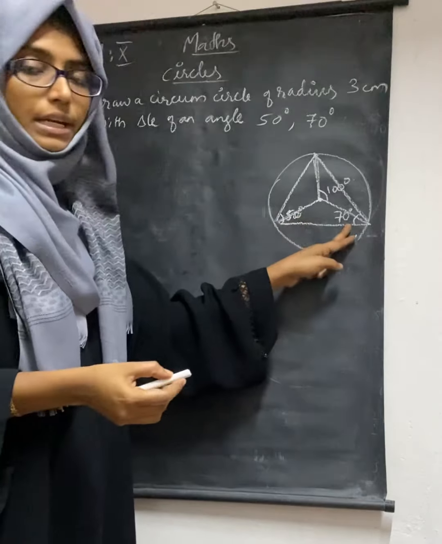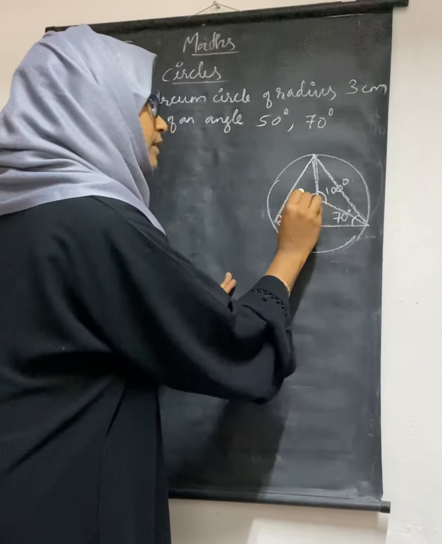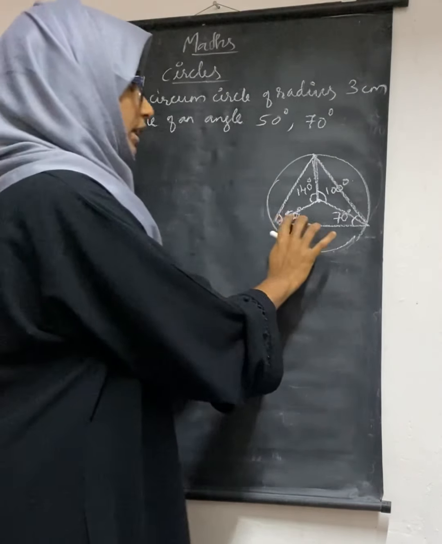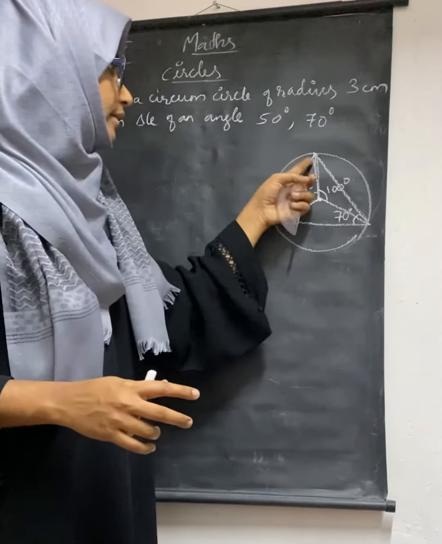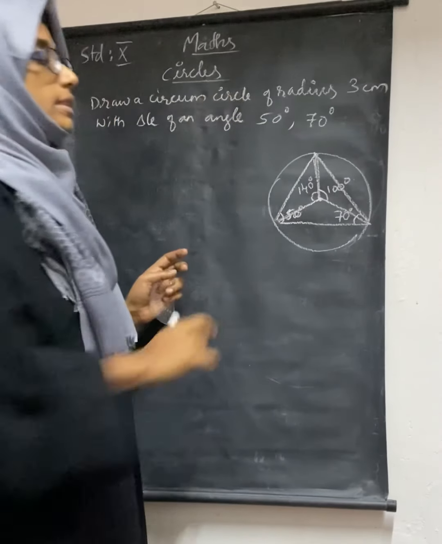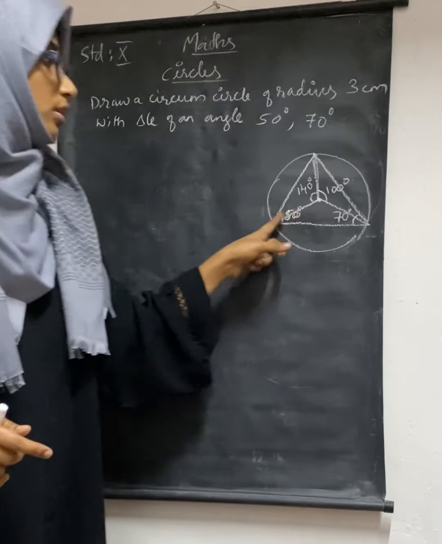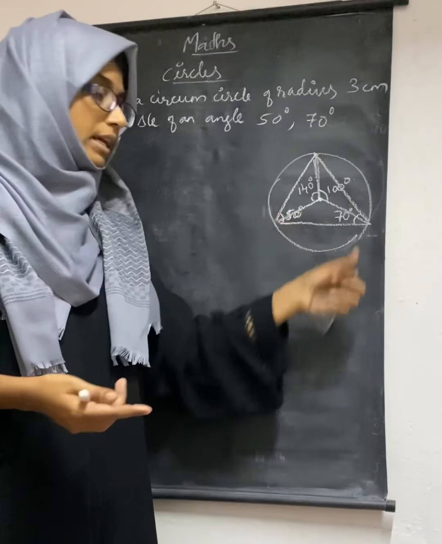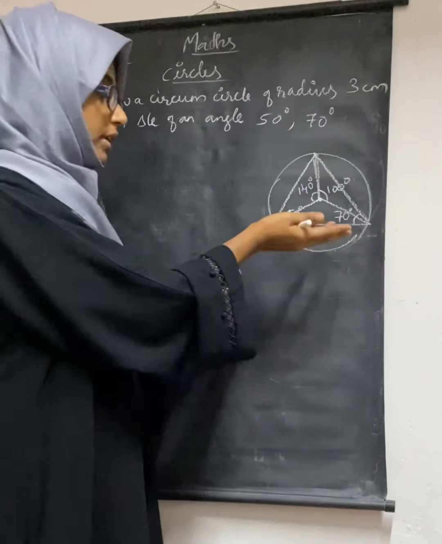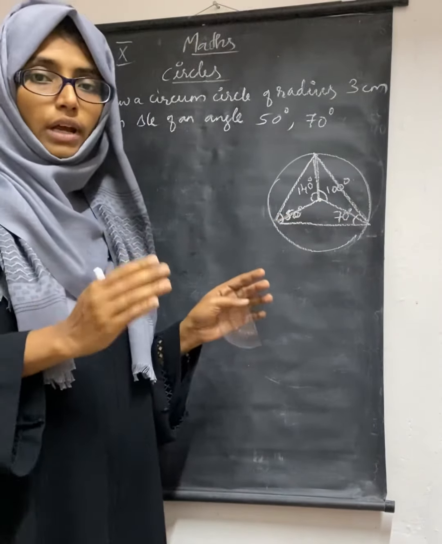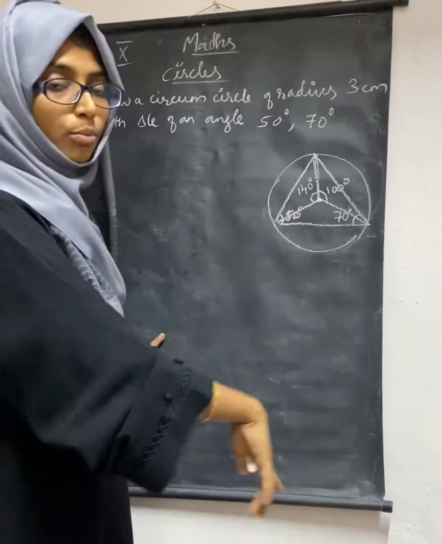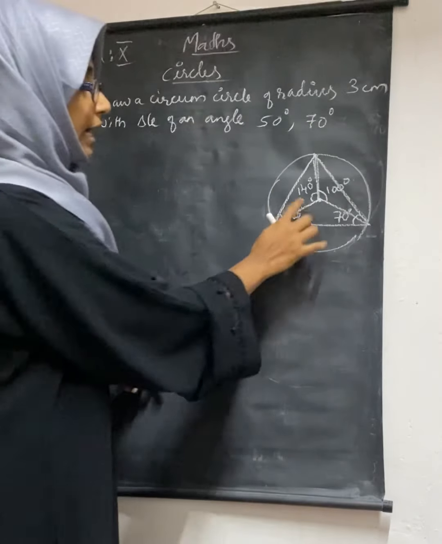Now, if this is 70 degree, what will be the central angle of 70? It will be 140 degree. And if two angles are given, no need of finding the third angle, automatically it will form. So, to draw this triangle and circle, we cannot use the direct angles 50 and 70. For that, we have to take the central angle of each angle. Central angle of 50 how much, central angle of 70 how much, and we have to draw all this.